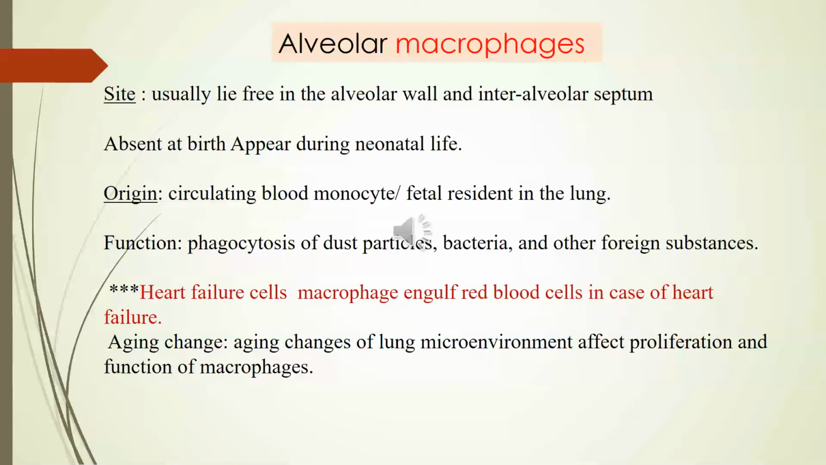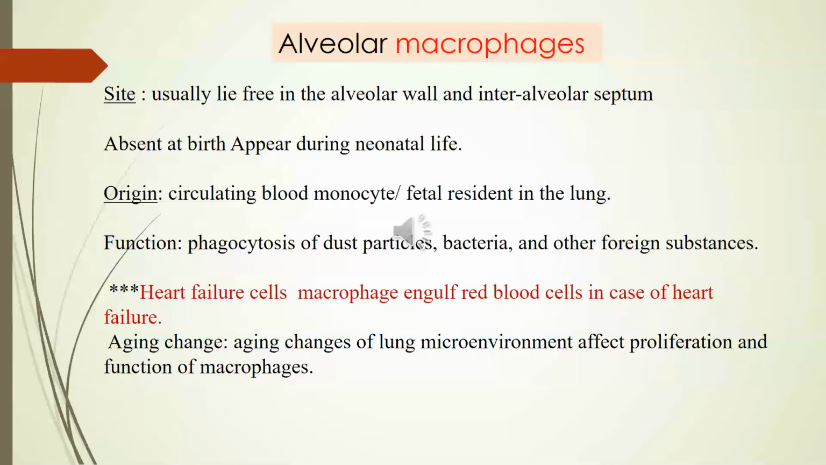Alveolar macrophages are present freely in the alveolar wall and the interalveolar septum. They are absent at birth and appear during neonatal life. Origin: they originate either from circulating blood monocytes or from resident fetal monocytes in the lung. Function: phagocytosis of dust particles, so they are sometimes called dust cells, and of bacteria or other foreign substances in the alveoli or interalveolar septum. Heart failure cells are actually alveolar macrophages that engulf red blood cells in cases of congestive heart failure.